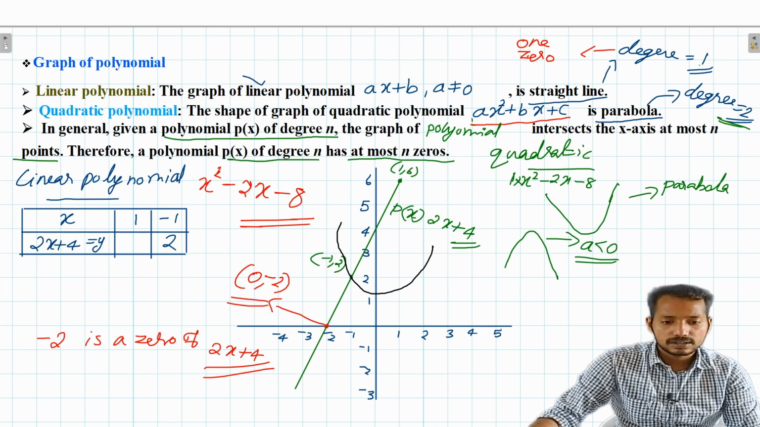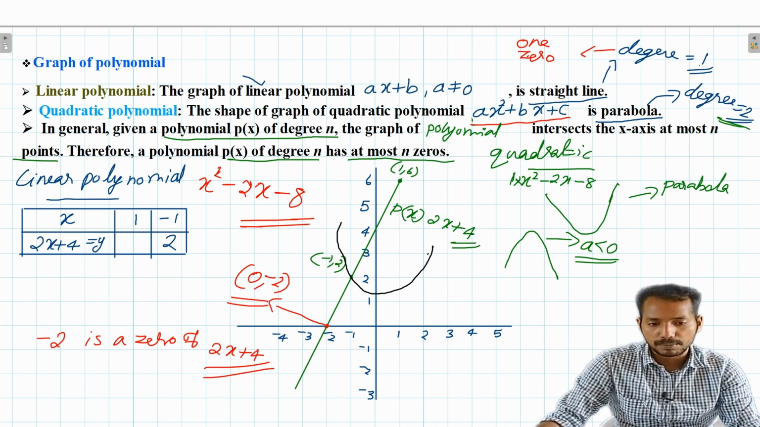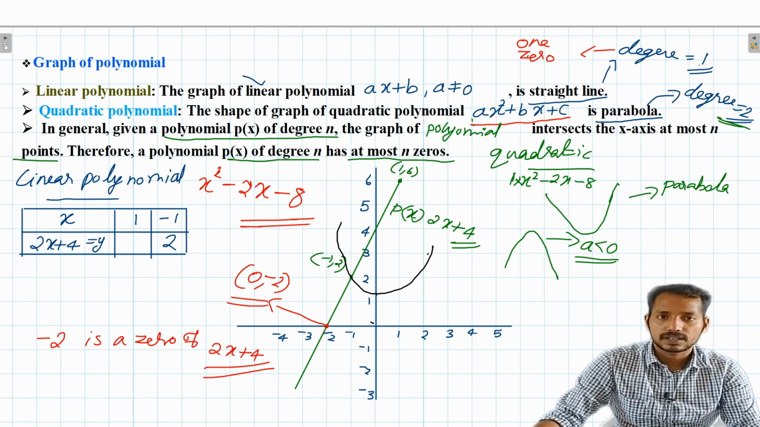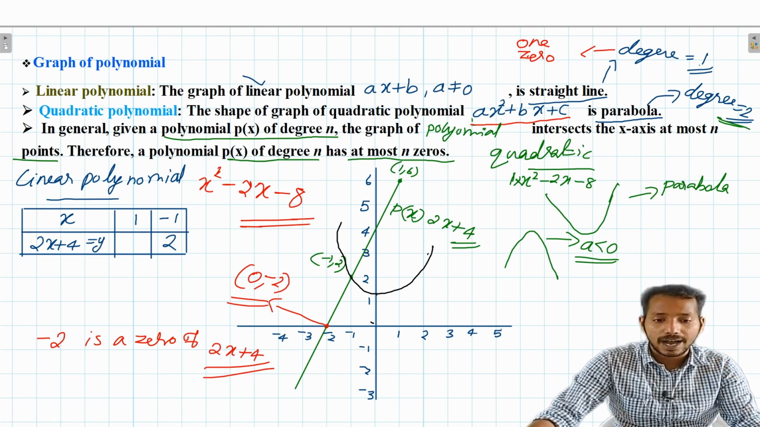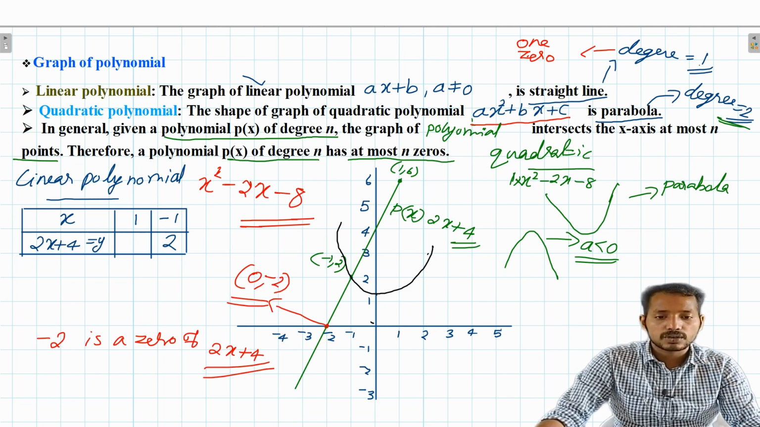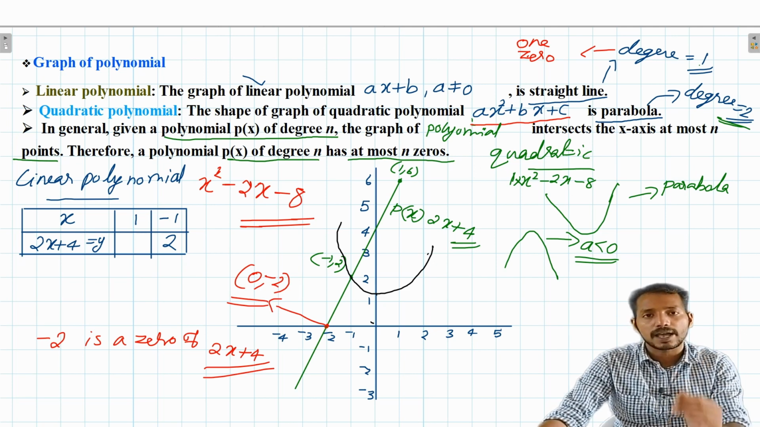See here, this black curve is a curve of a quadratic polynomial, a parabola. It never intersects the x-axis. It does not intersect the x-axis, which means it does not have any zeros. So that's why the words "at most" are used here. A polynomial p of x of degree n has at most n zeros, that means a maximum of n zeros.